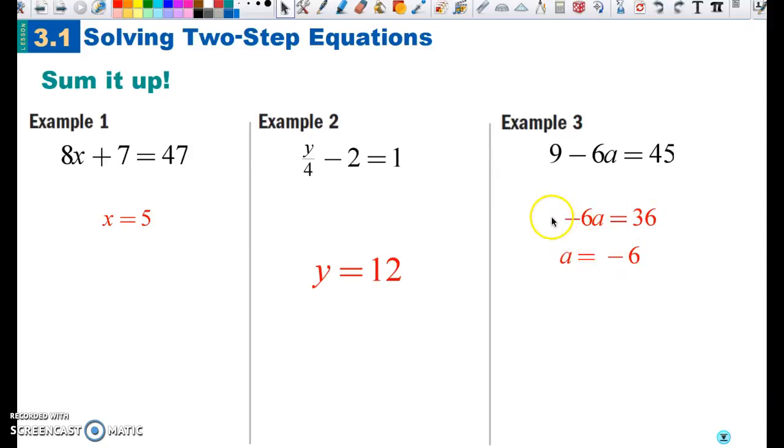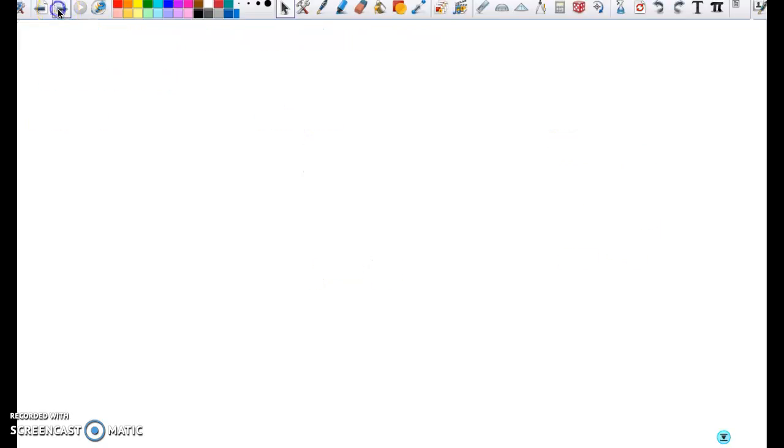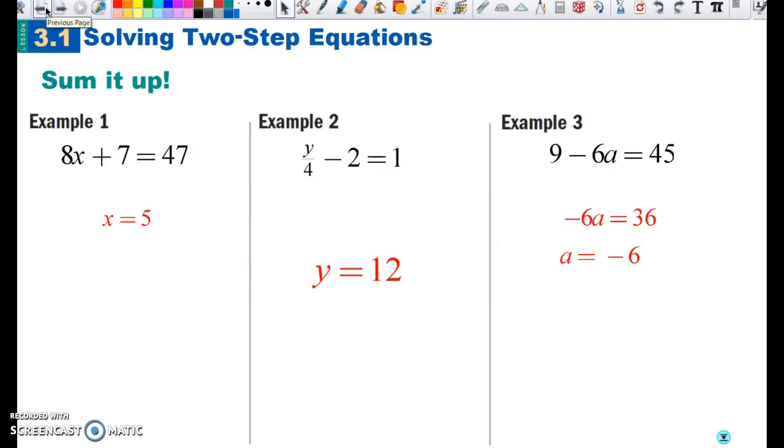And I showed a little bit more work on that one, knowing that you might have had questions. Remember when I subtract 45 minus 9 to get 36? There you have it. And that should be all. I thought there was one more example, but I was mistaken.